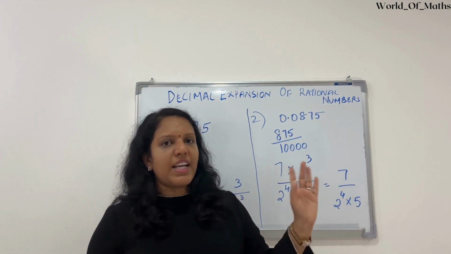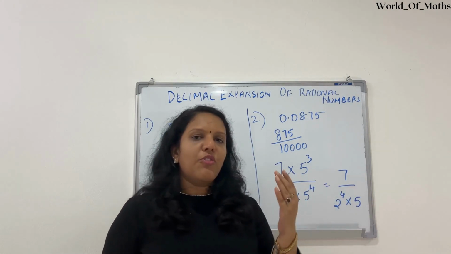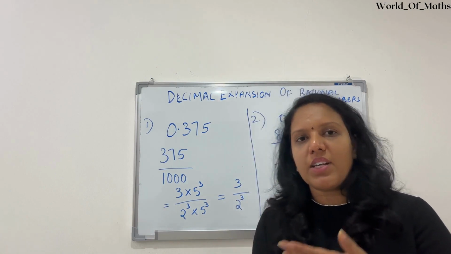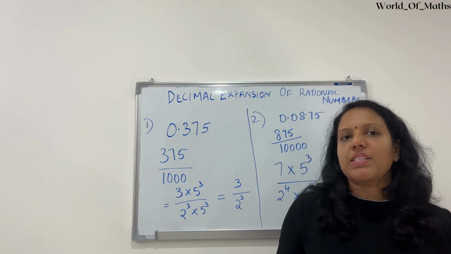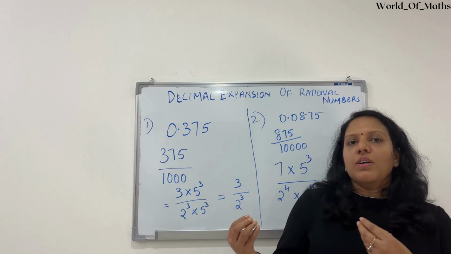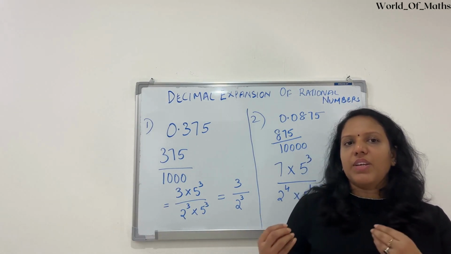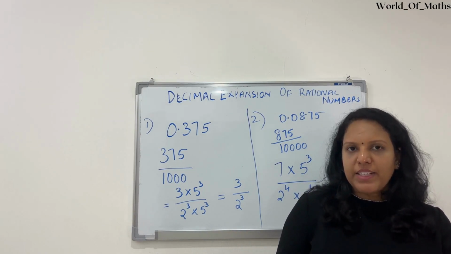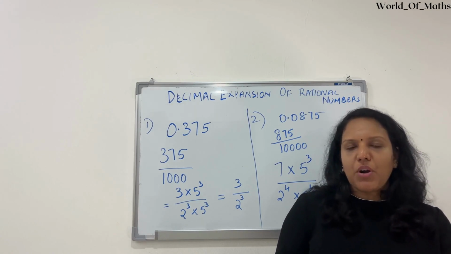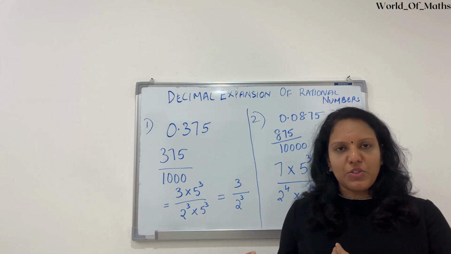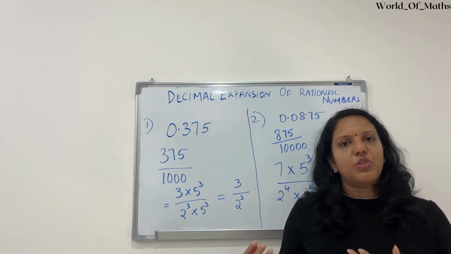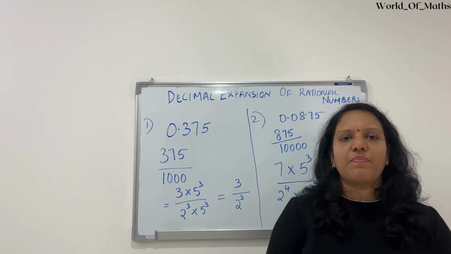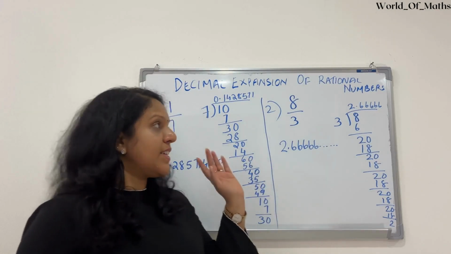So, any rational number expressed in the form of p by q, where if we prime factorize q, q can be expressed as a product of the prime factors 2 and 5. We need either 2 or 5, or both. The denominator q can be expressed as a product of either the prime factor 2, or 5, or both 2 and 5. These numbers will have a terminating decimal. Now let's do another set of numbers.